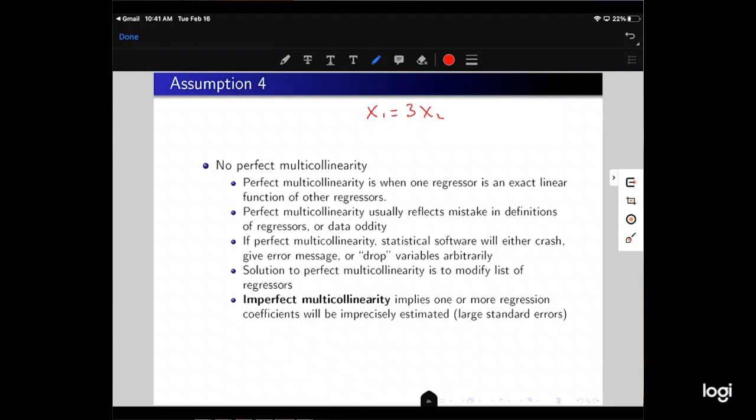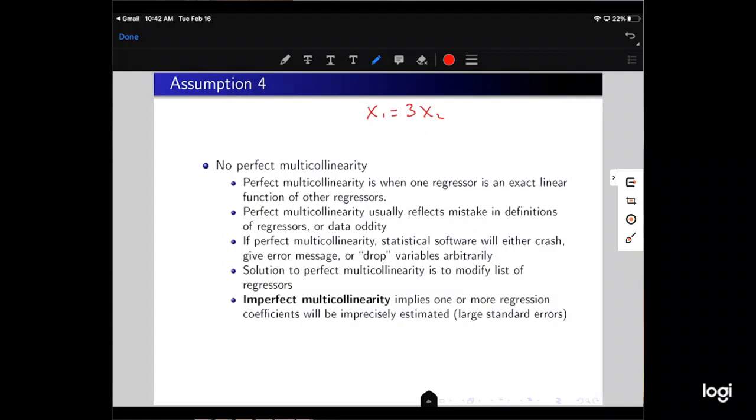Perfect multicollinearity usually reflects mistakes in definitions of regressors or data oddities. If there's perfect multicollinearity, the statistical software will either crash, give you an error message, or drop the variables arbitrarily. The solution is just to leave one out. Leave either x1 or x2 out.